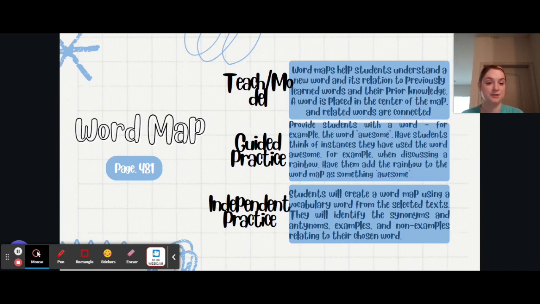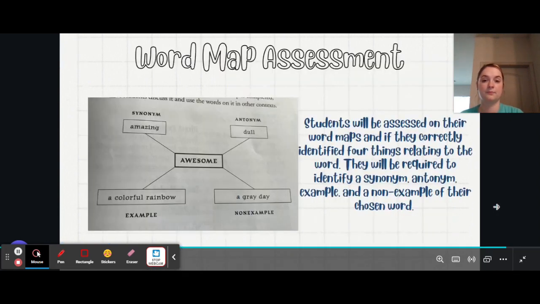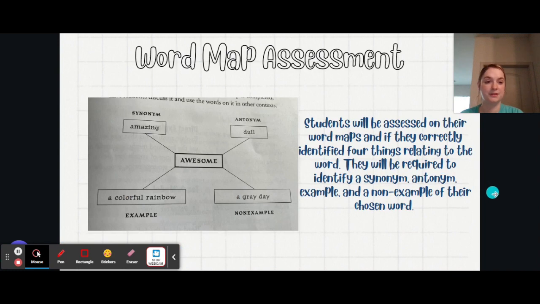For independent practice, students will create a word map using vocabulary words from the selected text you're reading. They will identify the synonyms, antonyms, examples, and non-examples relating to their chosen word. For an assessment with a word map, it would look something like this. This came directly from the book. Students will be assessed on their word maps, and if they correctly identified 4 things relating to the word, they'll be required to identify a synonym, antonym, example, and non-example of their chosen word.